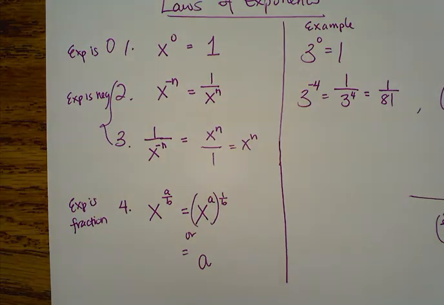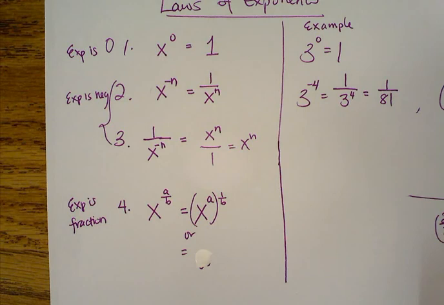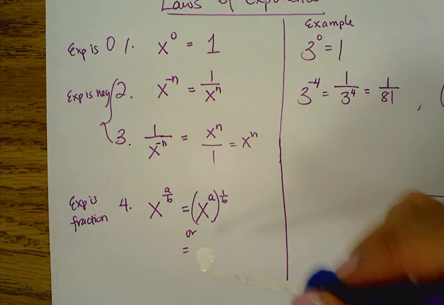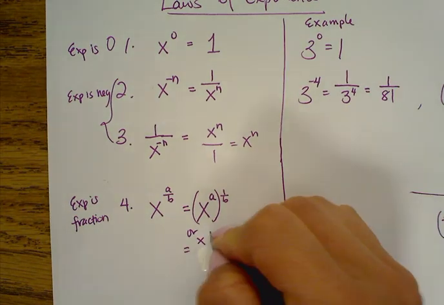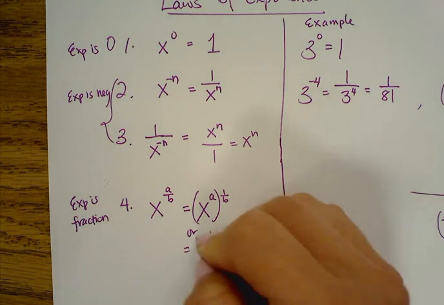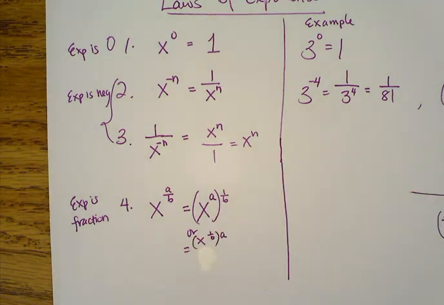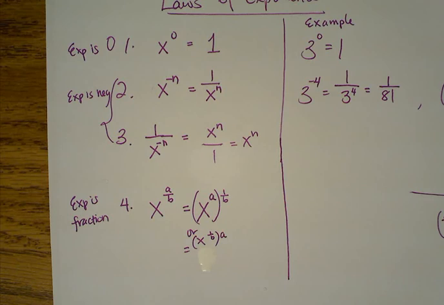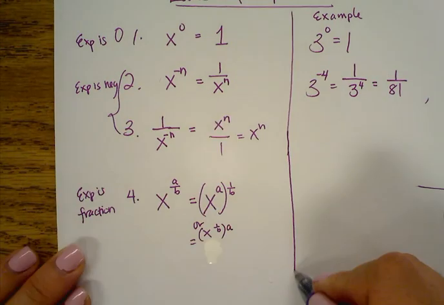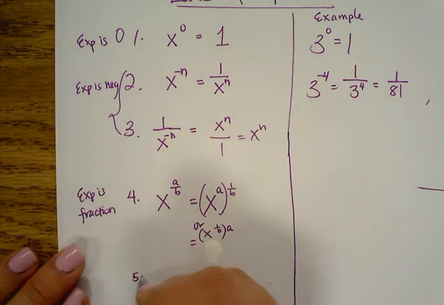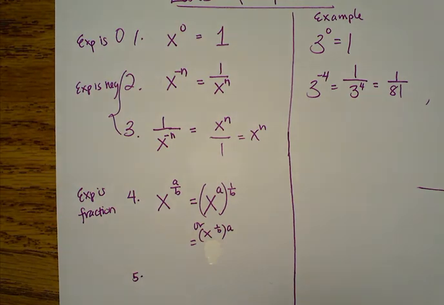Scratch that. And then b goes inside. Okay. Or it's x to the 1 over b times a. Okay? You know what? Before we even do that, let's start with something simpler. Okay? Hold that thought. What about just x to the 1 over n?